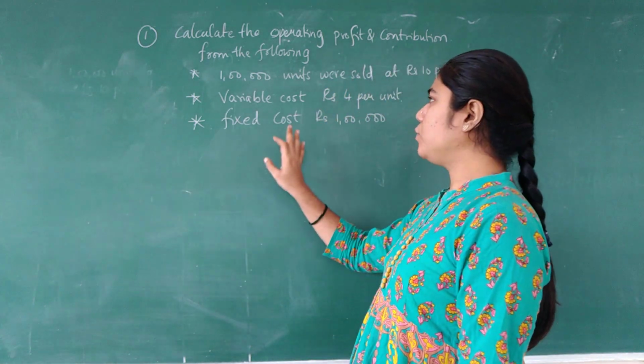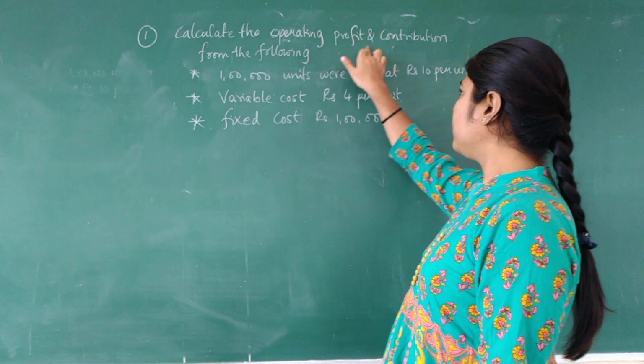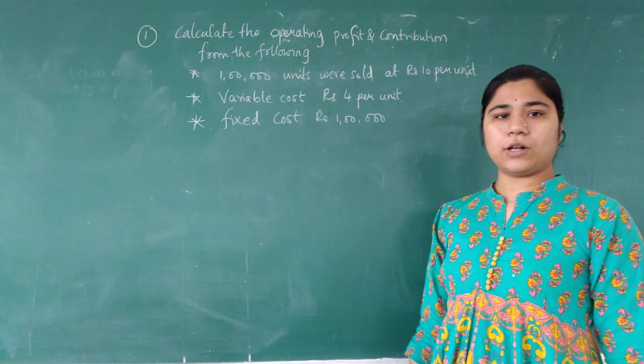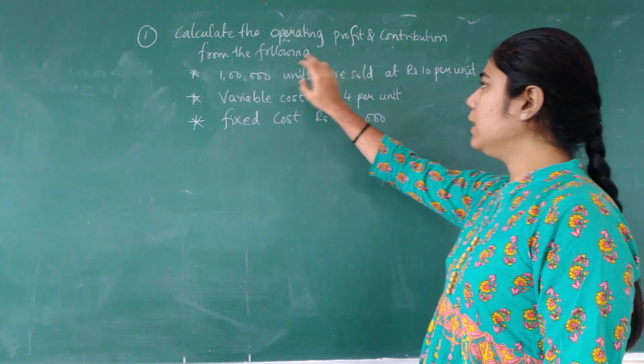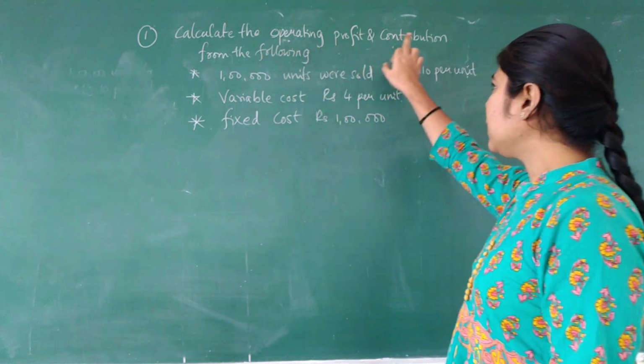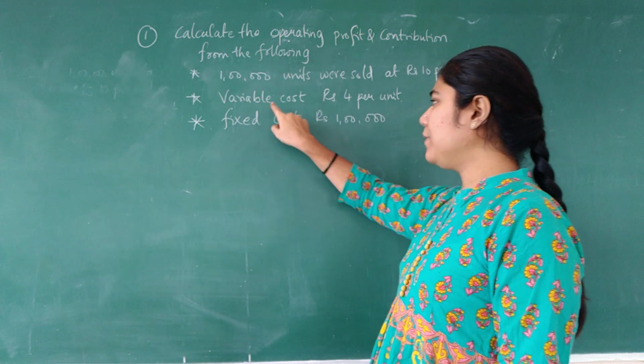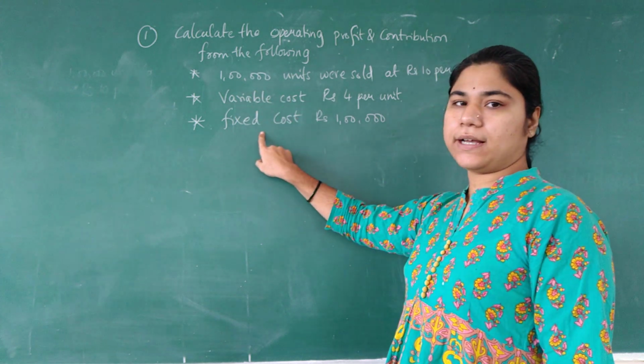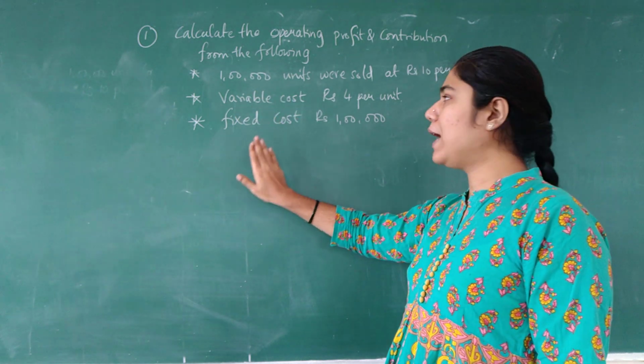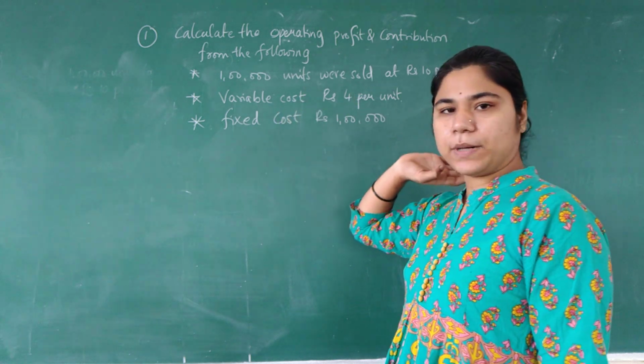They have asked to calculate the operating profit and the contribution from the following. Okay, let us see the problem. Calculate the operating profit and contribution from the following. What have they given? They have given three data. By using that, we have to calculate the operating profit.